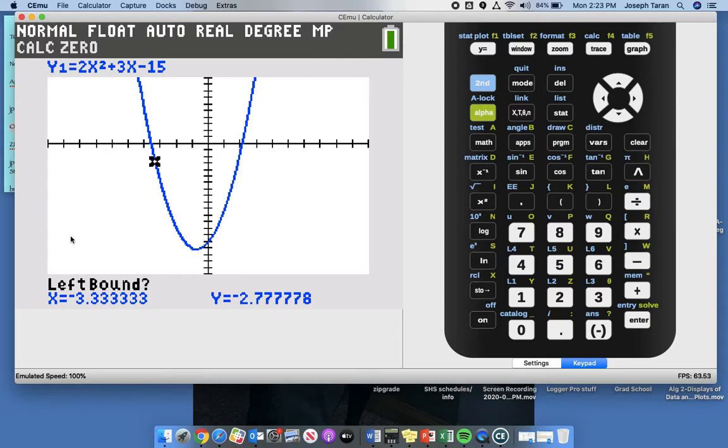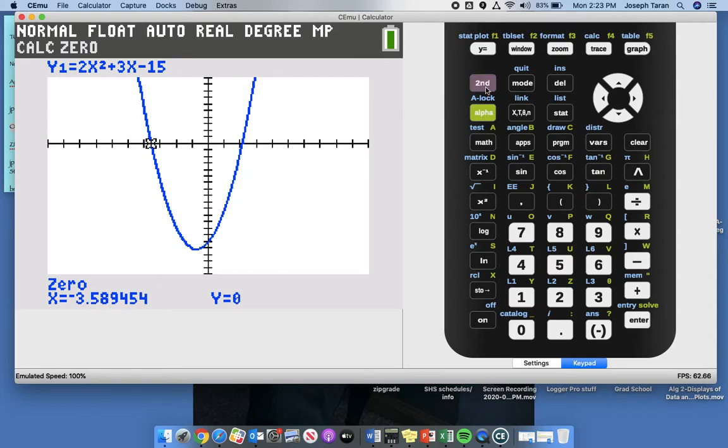Notice the calculator is saying left boundary, so I need to set a boundary to the left of where that point is. I'm going to go a few clicks to the left, hit enter. Then it says right boundary on the bottom here, and I'm going to go a few clicks to the right and hit enter. What this does is tell your calculator to look from here to here and find where the parabola crosses your x-axis. It's going to ask for a guess. You just hit enter one more time, and there you go. You have your x-intercept, or your zero, at about negative 3.6.